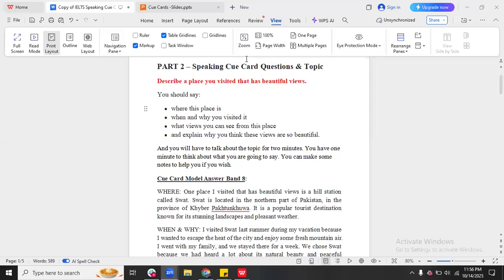Yes, sir. I have visited Nathiagali, the place located in Murree. We visited with our friends last year in winter. We planned the visit in such a way that we had to go together by public transport. When we reached there, we saw the snowfall. This was a very beautiful scene. Then after that, we went to Mall Road for some shopping and for some touring.